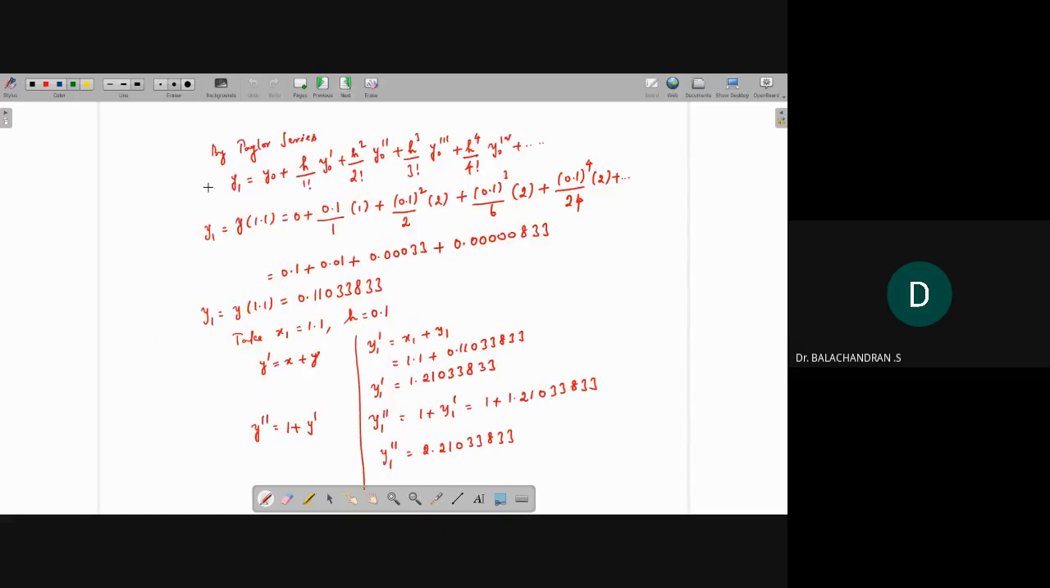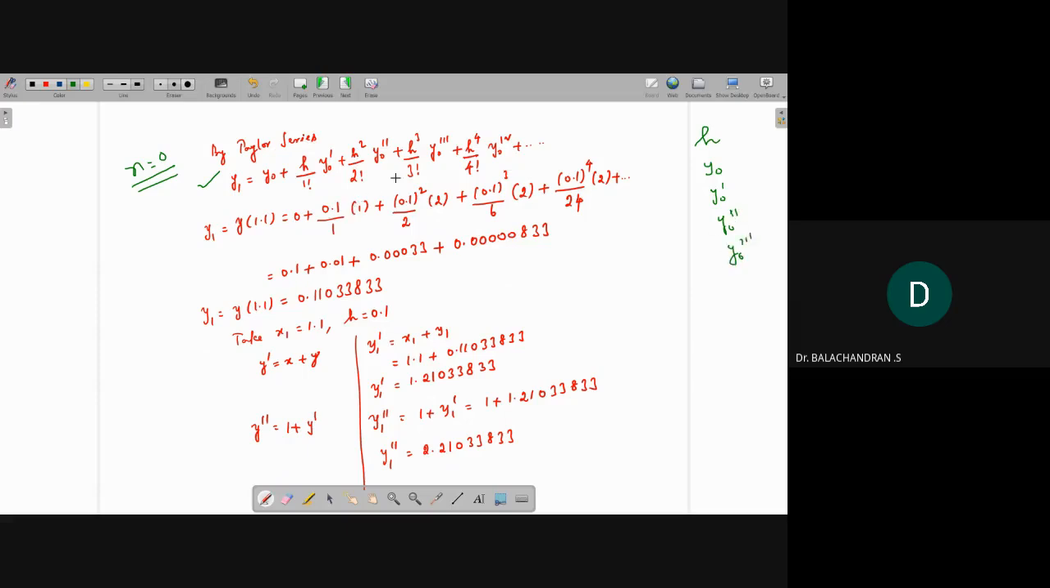So y1 equal to, we substitute n equal to 0 in the formula, we will get y1 equal to y naught plus h by 1 factorial into y naught dash plus h square by 2 factorial, y naught double dash, and so on. So you need only h value, and you need y naught dash, y naught double dash, y naught triple dash, and so on.